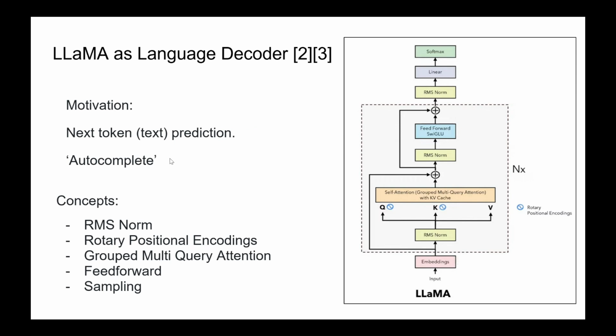So in this model, I'm going to explain the technicalities behind this. What are the operations? We have RMSNorm, we have the rotary positional encodings, we have the grouped multi-query attention here, and then we're going to discuss the feedforward and sampling. So let's just get whatever details that we can get out of this LLaMA language model.